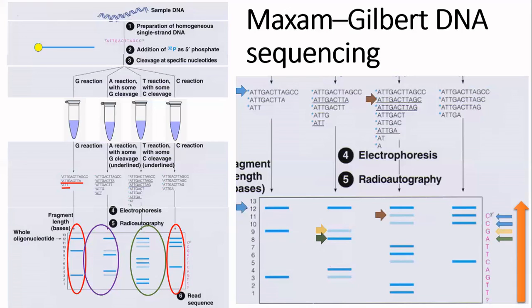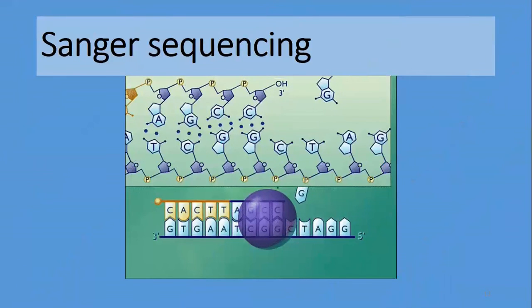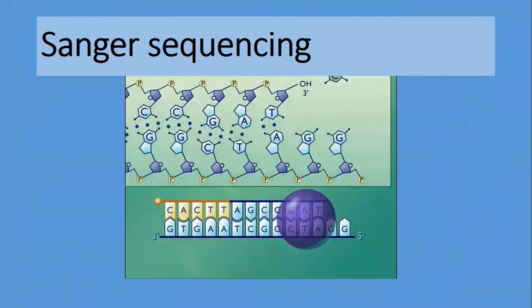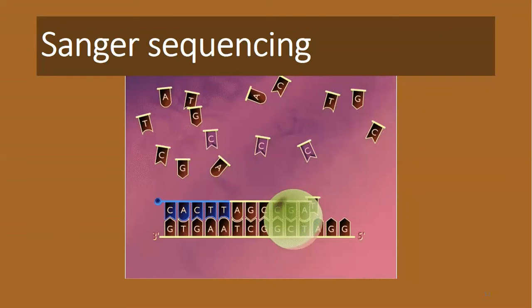Therefore, they had to go for another method, which is Sanger sequencing or dideoxy sequencing method, the one that became most widely used. Let's learn the Sanger sequencing method in our next video. Hope now you have a good understanding about the Maxam-Gilbert method of DNA sequencing.